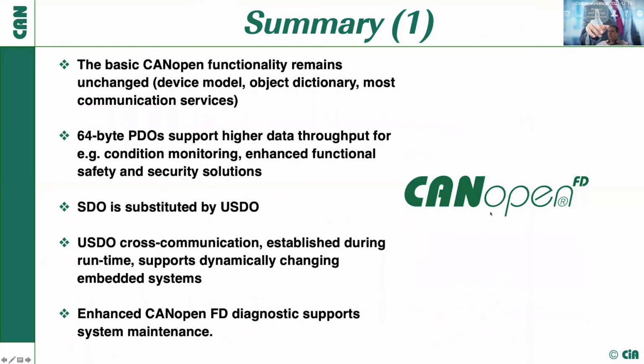So much in brief with regard to CANopen FD. The major functionality, of course, remains unchanged compared to CANopen. We now have a 64-byte data field that we can use fully for the PDOs. The SDO is substituted by the USDO, a very powerful service that has full function coverage of the classical SDO. In addition, we have the ability of dynamic cross communication that can be established during system runtime. We can provide not only a one-to-one session, but also broadcast communication, one-to-N sessions. So a very powerful means for embedded networking.